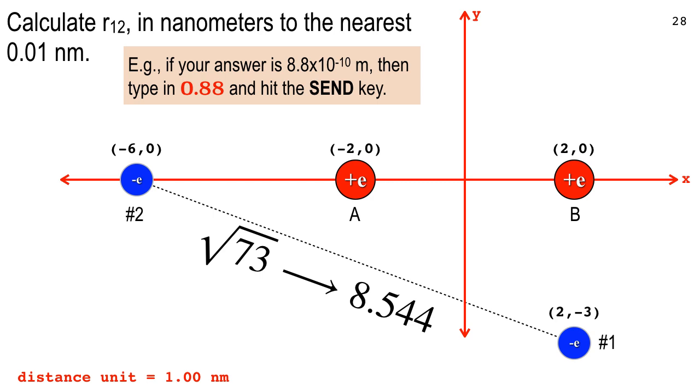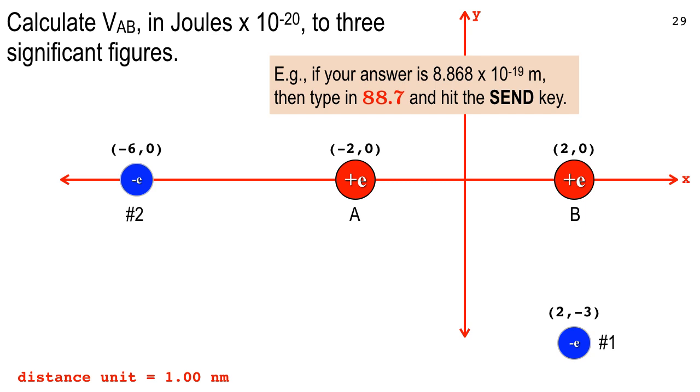Now, why do I want you to do RA1? Because eventually you're going to calculate the total energy. But before we do that, let's do a subcalculation. All right, here we go. Numeric problem. And I want your answer in joules times 10 to the minus 20. So drop the 10 to the minus 20. You're going to get something in the order of 10 to the minus 19, 10 to the minus 20, 10 to the minus 21, somewhere in there. So factor that out and just give me three significant figures.